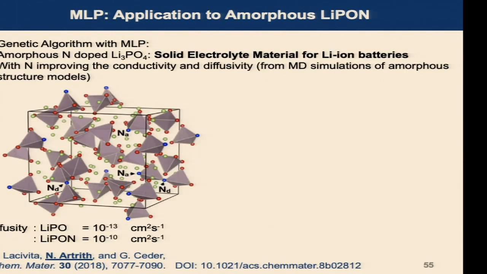The next application is the amorphous structures of lithium phosphorus oxide doped with nitrogen. This is an electrolyte used in batteries. Usually it becomes amorphous after the battery cycles, right? So it is difficult to use DFT because for amorphous materials we need a larger structure to define how the structure looks. Typically, Li3PO4 or LiPON is what they use as an electrolyte.